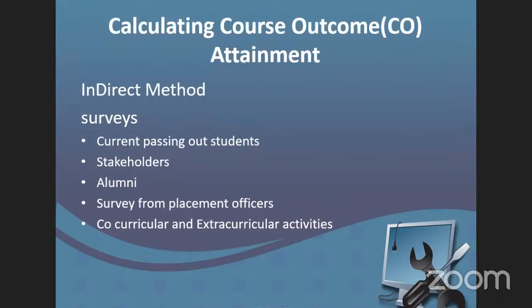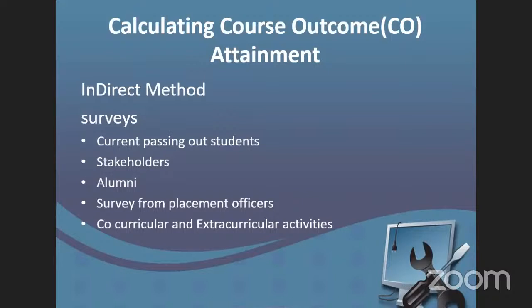Then survey from placement officers. Placement officers are nothing but your employers who choose your students. Definitely you need to get feedback from them, how your particular student is performing in their company, attitude wise, performance wise, how he is doing. All these you can get, and this can be collectively collected during a placement officers meet. In such a situation, you can collect it, or you can send it through your student itself to get the immediate feedback from their HR.